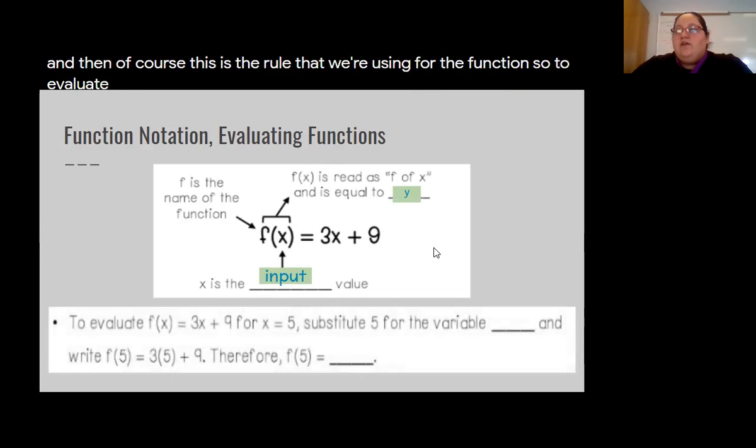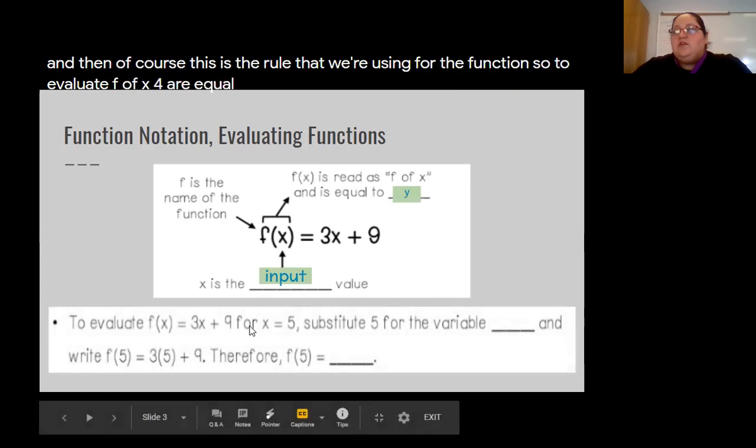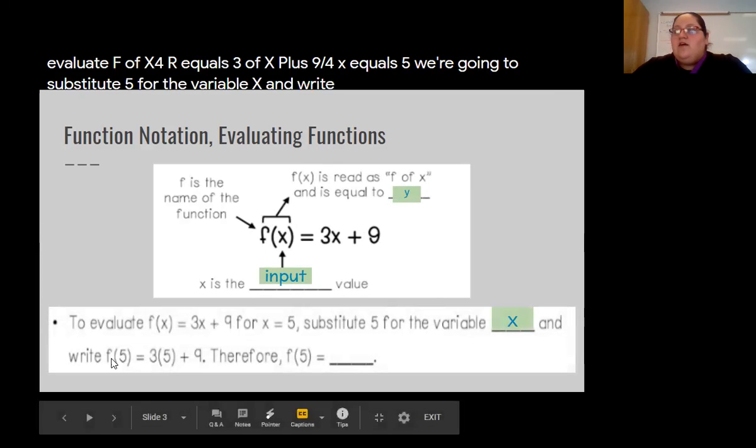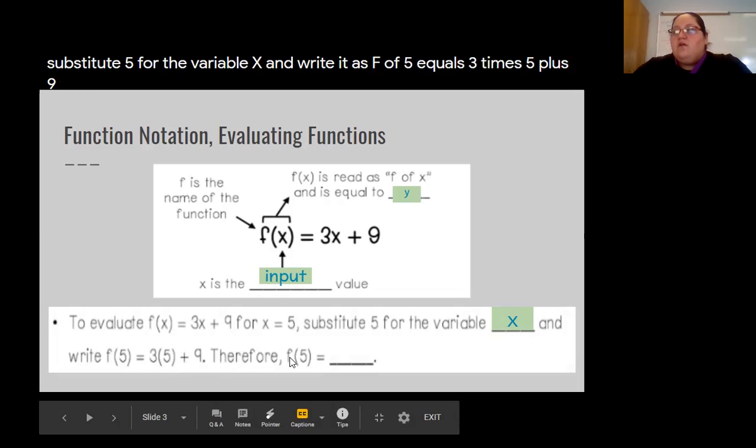So to evaluate f of x equals 3x plus 9 for x equals 5, we're going to substitute 5 for the variable x and write it as f of 5 equals 3 times 5 plus 9. Therefore, f of 5 equals 24. And that's because 3 times 5 is 15 plus 9 is 24.